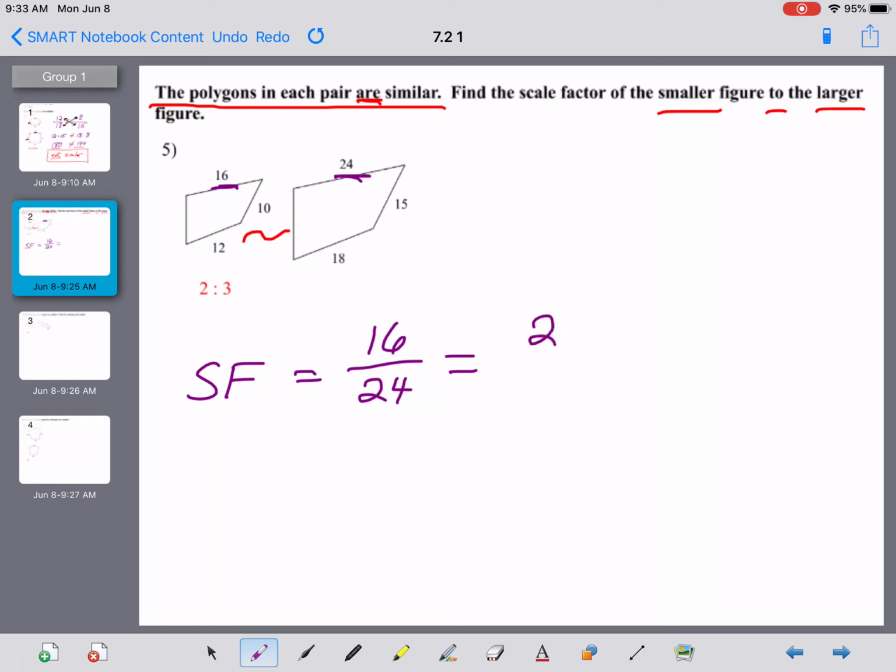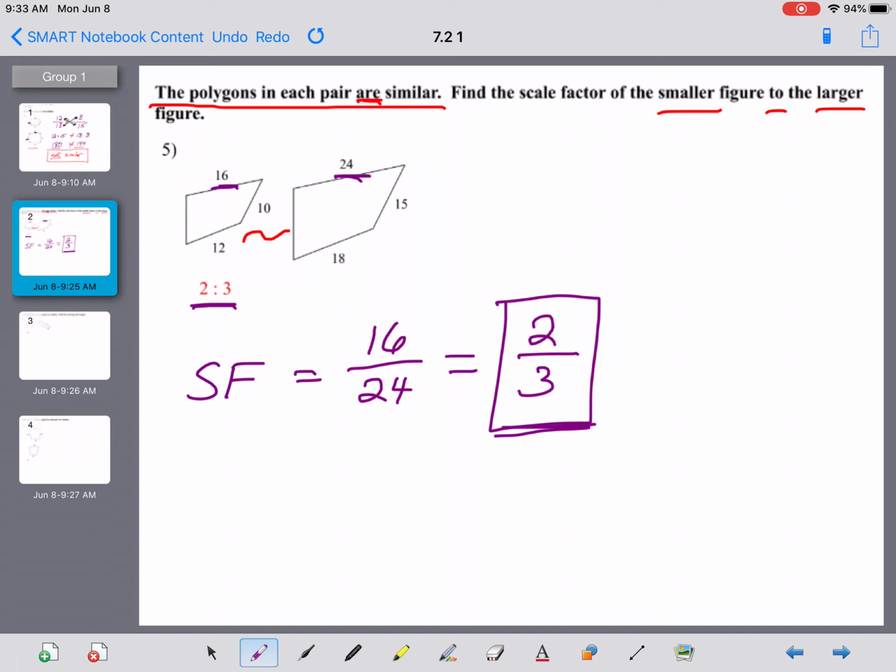16 divided by 8 is 2. 24 divided by 8 is 3. And 2 to 3 is your scale factor. Now you'll notice here, guys, I expressed the answer as a fraction. They've given you the answer right here with a colon. Both of those are acceptable ways to do your scale factor.